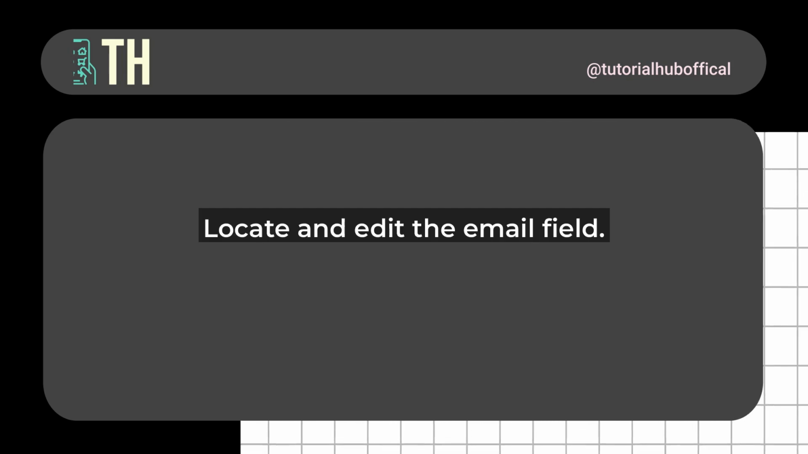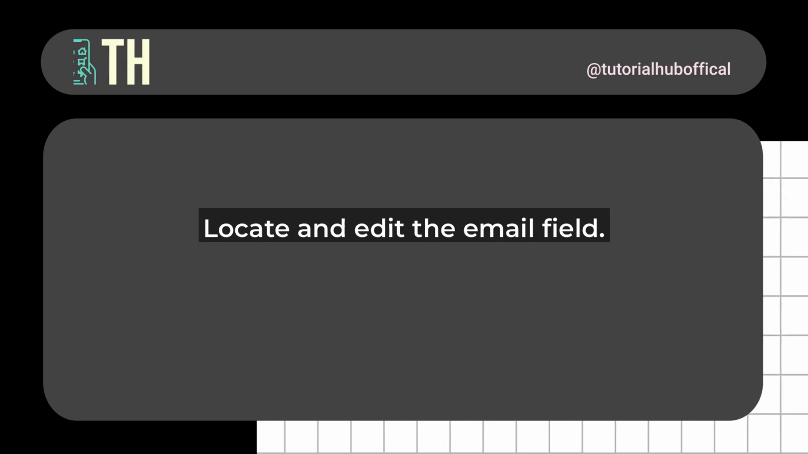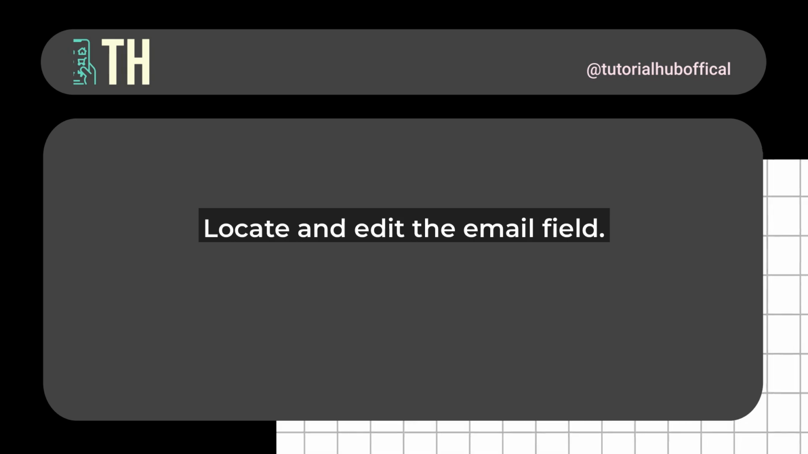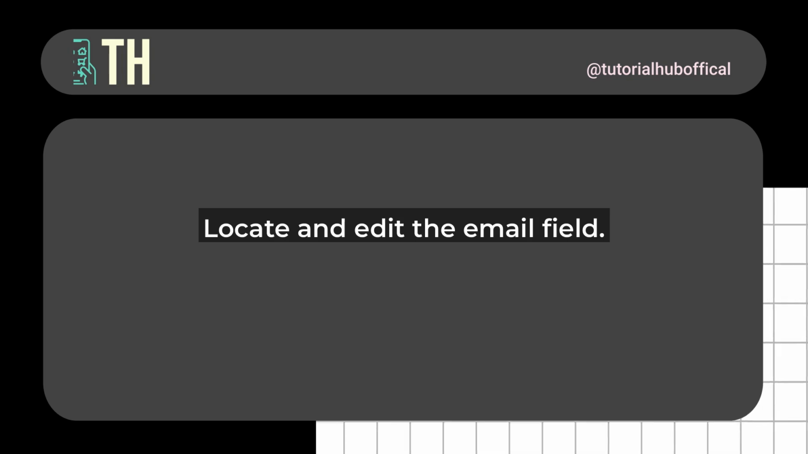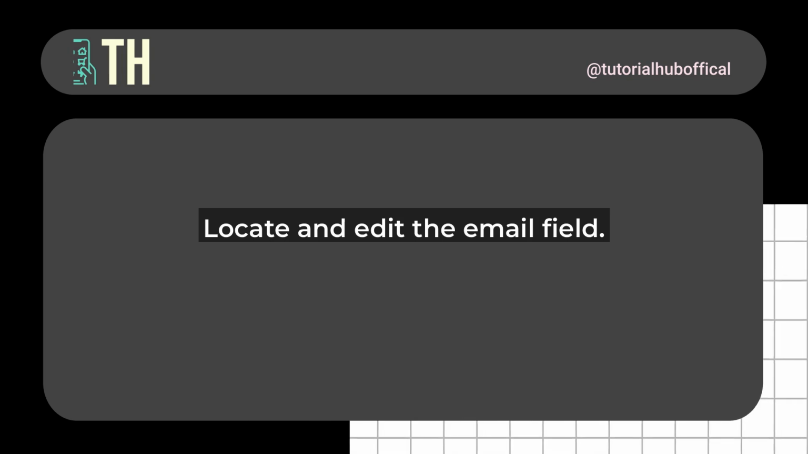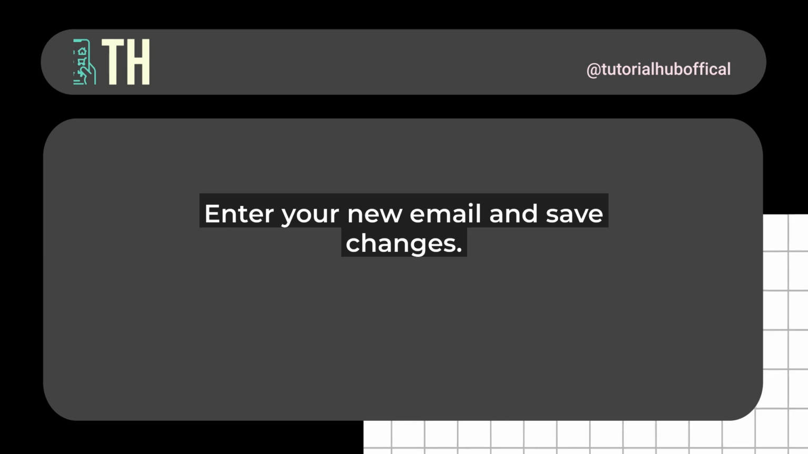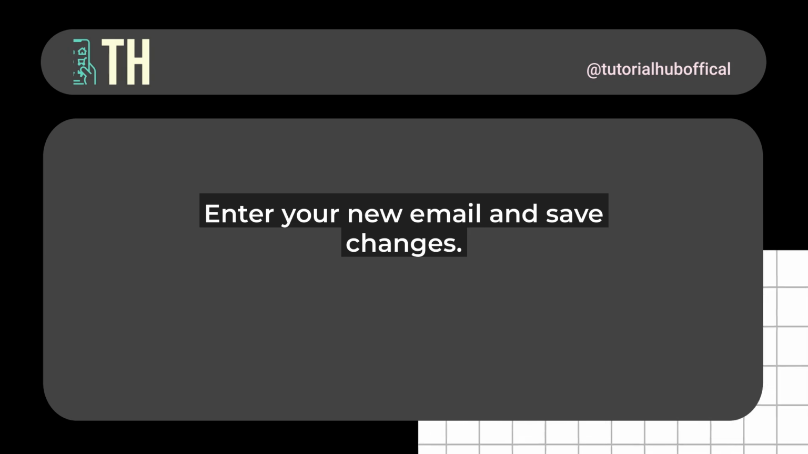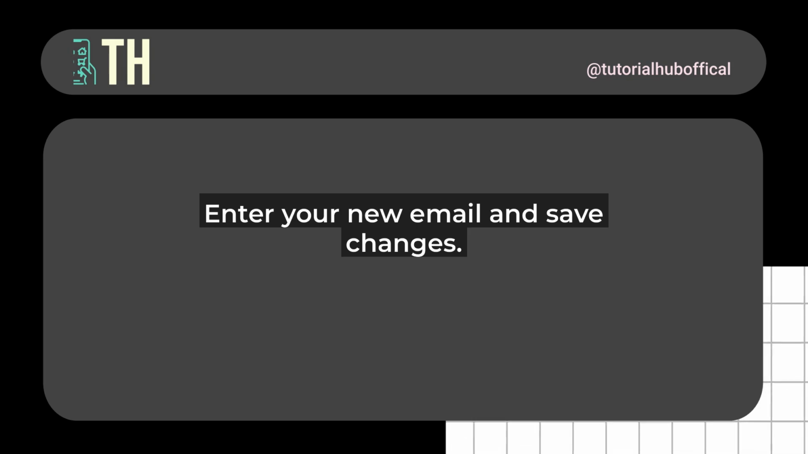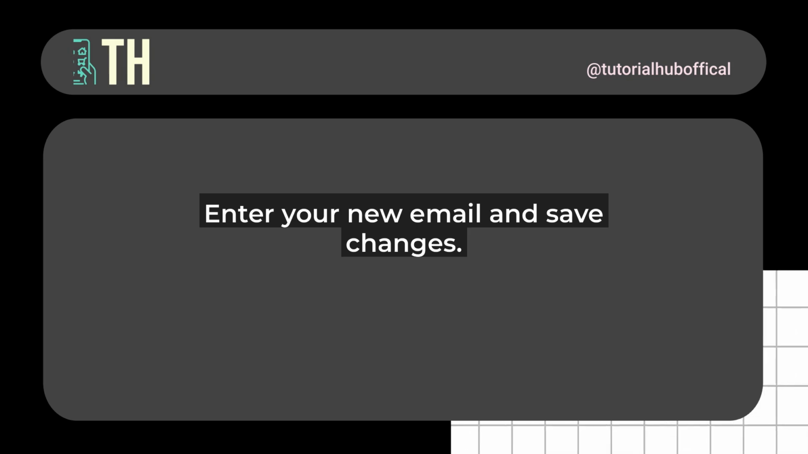Next, scroll down until you find the Email or Contact Information section. Here, you'll see your current email address displayed. Click on the edit icon, which might look like a pencil, to make changes. Type in your new email address carefully, double-check for typos to avoid any verification issues. After entering the new email, hit the Save or Update button at the bottom of the page.